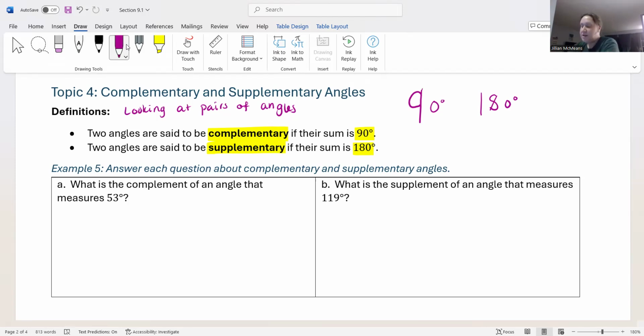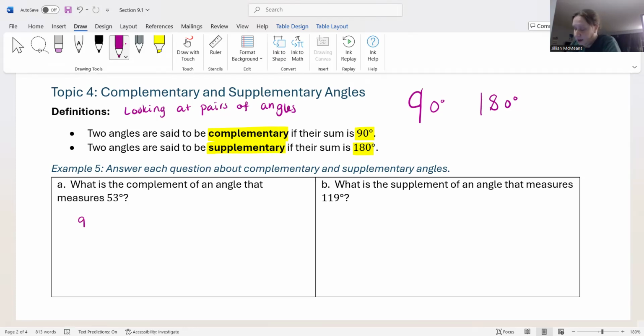Okay, so for example 5, it says answer each question about complementary and supplementary angles. So for part A, it says, what is the complement of an angle that measures 53 degrees? So we want to find its pair. Okay, so if we have one angle that measures 53 degrees, what angle would we need for those two angles to be considered complementary angles? So what would its complement be?